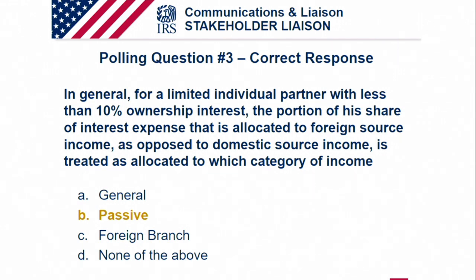So as I explained a few slides ago, there is a special rule that allows a partner that is a limited partner that owns a less than 10% ownership interest in the partnership to treat the foreign source income that it receives with respect to its distributed share of the partnership income as foreign source passive income. It would always be in the passive basket in that particular scenario. So please look out for that rule that eases the burden of tracking the separate category of income.